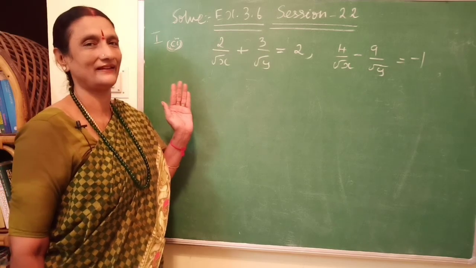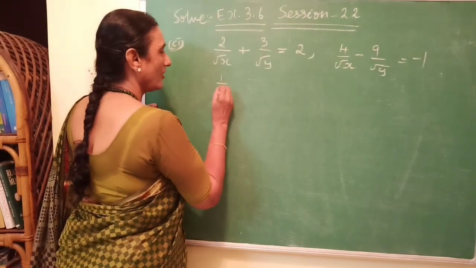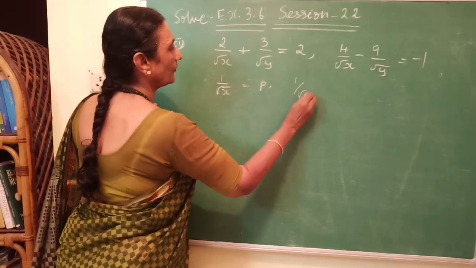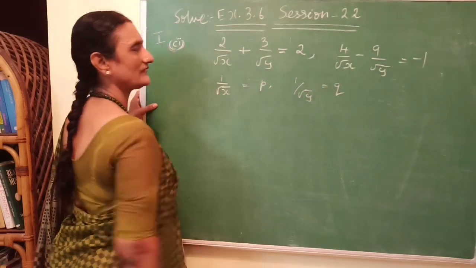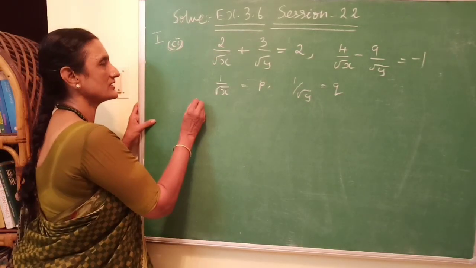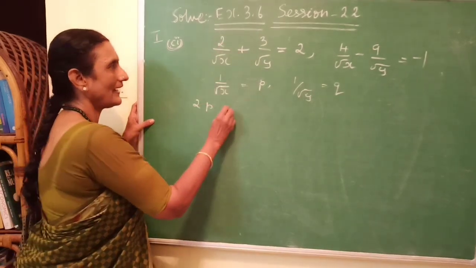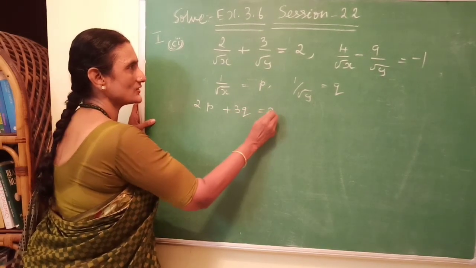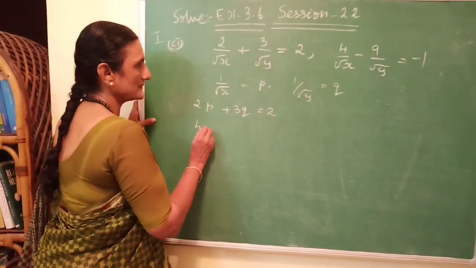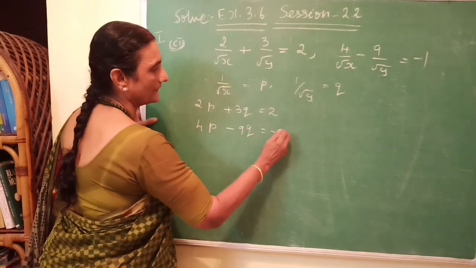How do we make it? We make it by simple substitution. What is the substitution? We just substitute 1 by root x itself as some p and 1 by root y itself as some q. That is the substitution we are going to try. Shall we? Now it becomes 2p. It is 2 into 1 by root x. Therefore 2p plus 3q is equal to 2. Similarly, the second equation becomes 4p minus 9q is equal to minus 1.